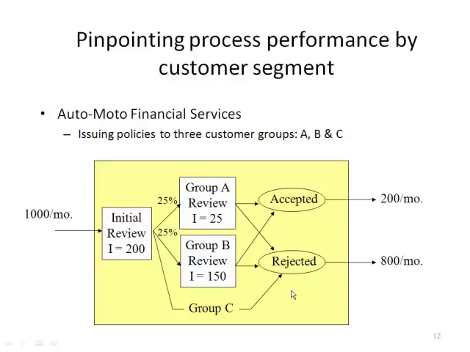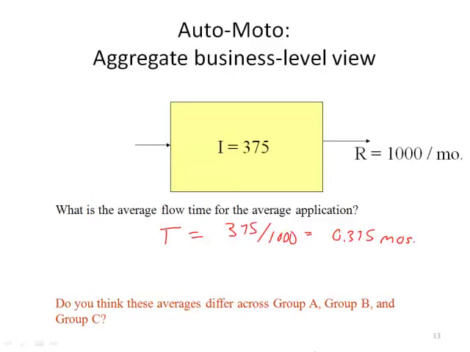Now if you look at this, which group do you think is going to have the slowest flow time? Everyone's got to go through initial review. Group A goes through a review where the inventory is 25. Group B goes through a review where the inventory is 150, and you have the same number of Group A and Group B applications coming in. And if you start thinking intuitively, you can see that the Group B applications are going to take a longer time to review. Okay, but let's move forward with that.